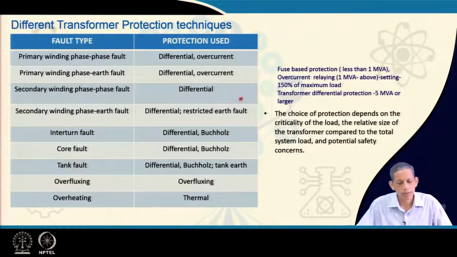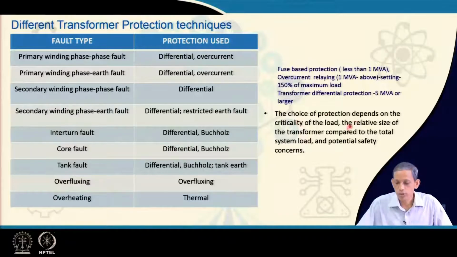Note that for all these objectives, there are different protection schemes available for transformers. Fuse is a very basic module; fuse-based protection is widely used for power transformers of smaller rating. Many transformers also use overcurrent relaying principles, but for transformer ratings greater than 5 MVA, we will find that a very common protection scheme is transformer differential protection.